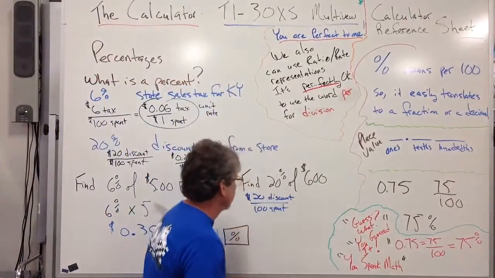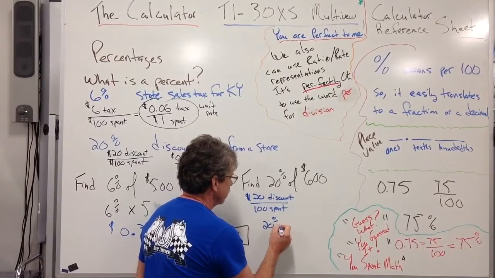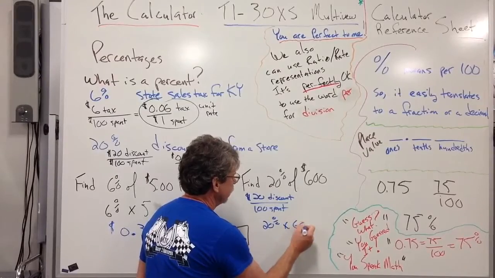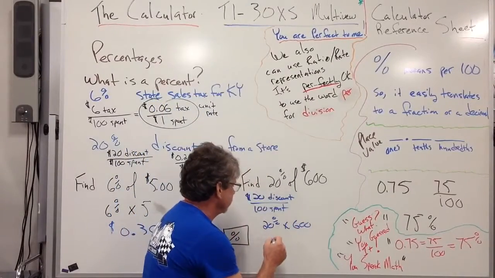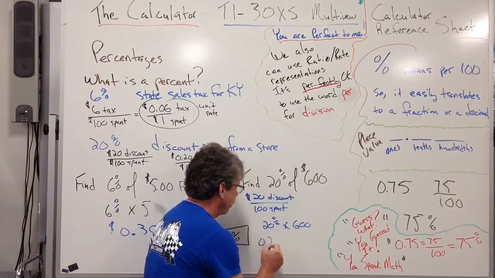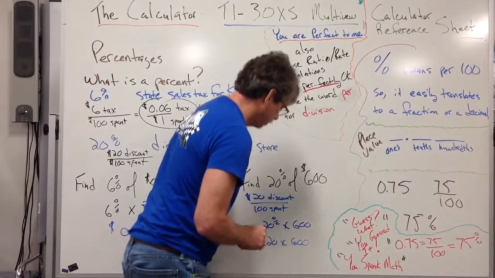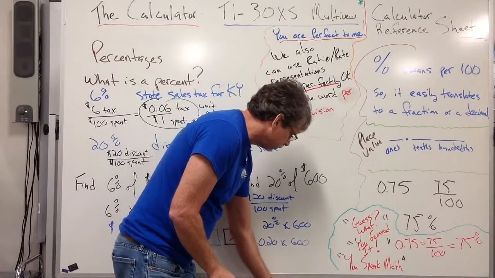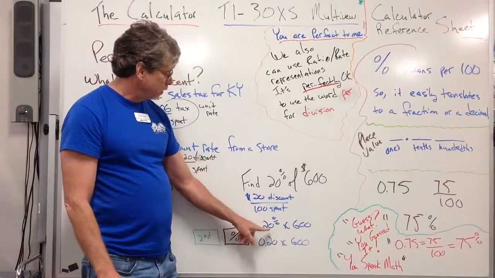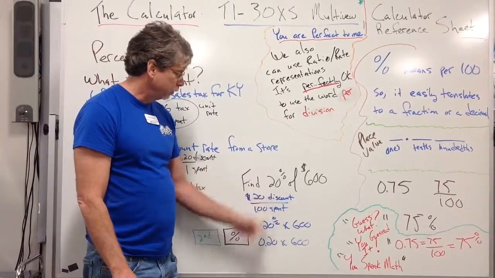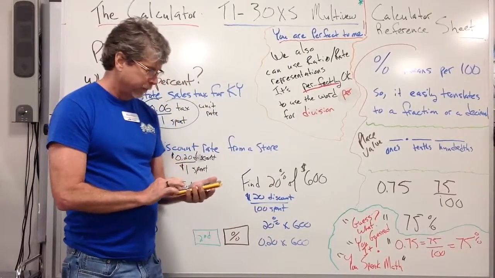Another way to do it is I can just type in 20% times 600 into the calculator. Or if you wanted to, remember 20% also means 0.20 times 600. That would also be correct. Those are equivalent. Because remember, 20% means 20 hundredths. So those are equivalent. So I can put either one of those into the calculator if I wanted to.